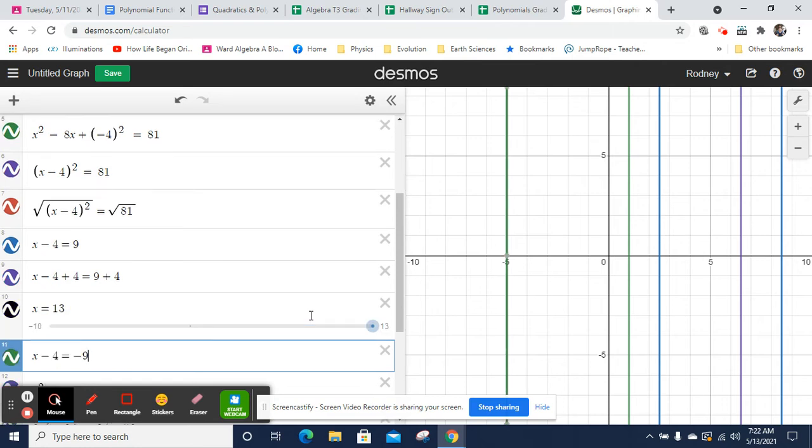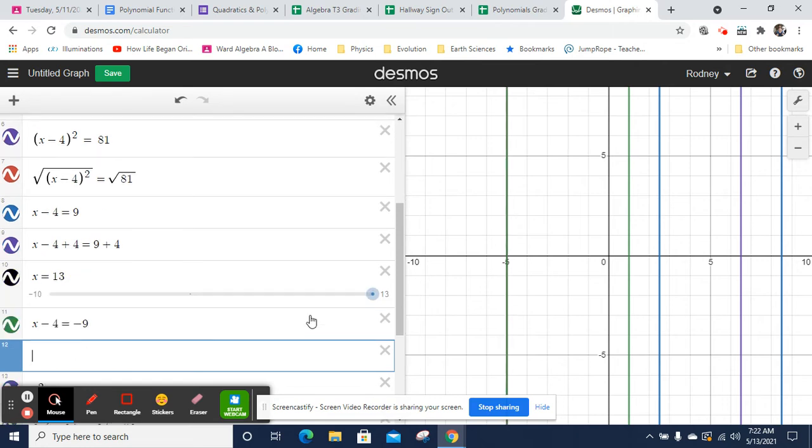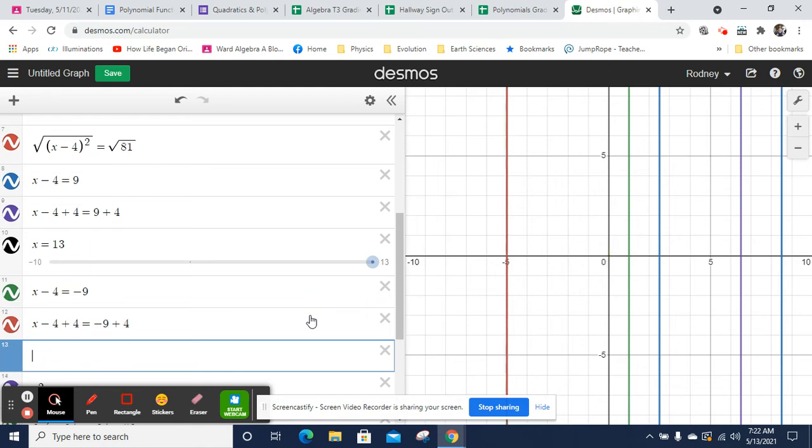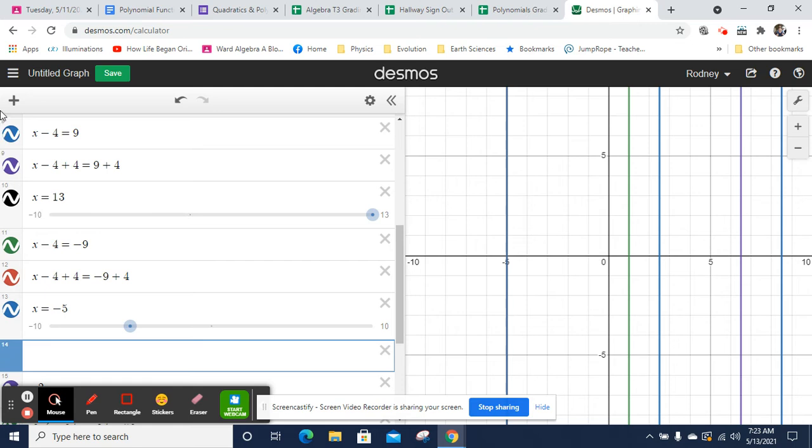And then the other one has to be solved too. So I'll add 4 to both sides. So x minus 4 plus 4 equals negative 9 plus 4. And so x will be all by itself. And on the right side, it'll be negative 5. So my solutions for this are 13 and negative 5. I'll put that in here right now. x equals 13 and x equals negative 5.